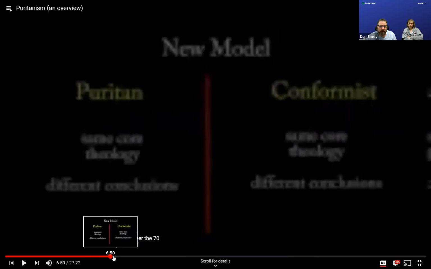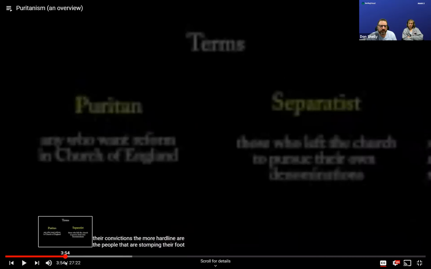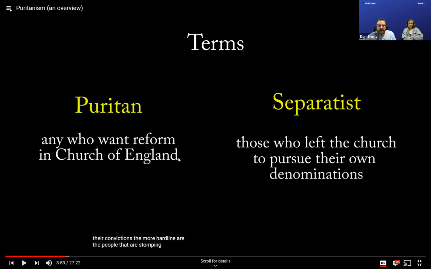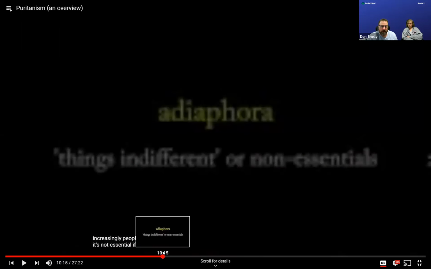And there came to be more separatists over time, where the Puritan idea was not just change the church, it was actually we can't change the church, and so we are going to separate from the church. And this is the period that we're going into now in a little bit more depth, where that's going to be something that's a little bit more prevalent.